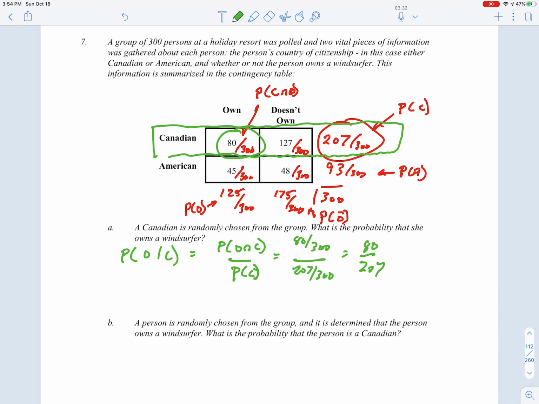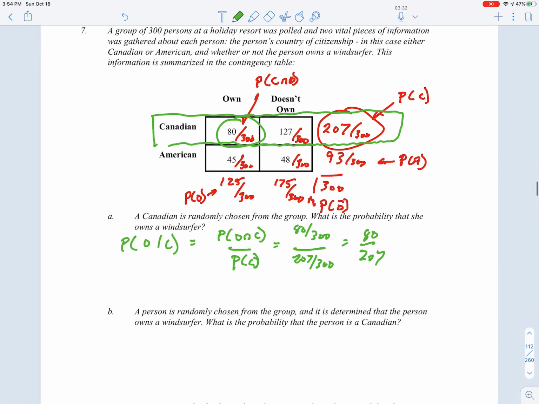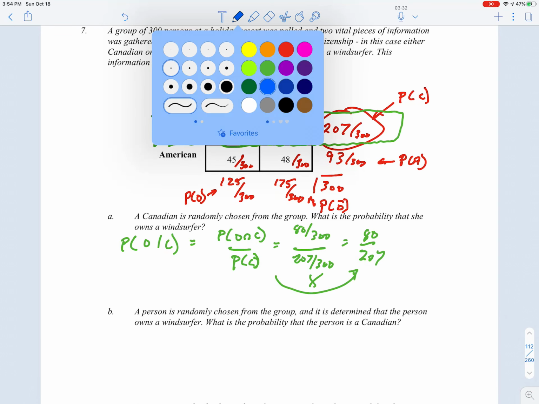What's important for you to note here is that when you're talking about a conditional probability, it focuses us in on just a part of the table, in this case the first row, just the Canadian row. So it's going to be the 80 divided by its marginal, the 207. And again, you don't necessarily need this middle step here. You can just jump straight to 80 over 207. Let's take a look at another one.